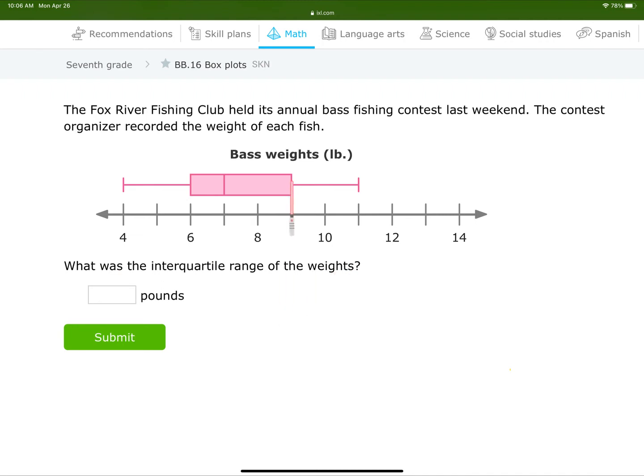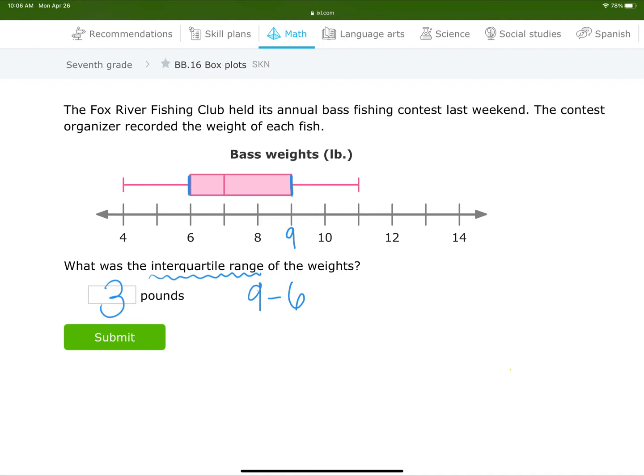Remember, the interquartile range is the upper quartile minus the lower quartile. First, this upper quartile is between 8 and 10. The number between 8 and 10 is 9. The lower quartile is 6. So the interquartile range is 9 minus 6, which is 3. So the interquartile range of the weight of each fish caught is 3 pounds.